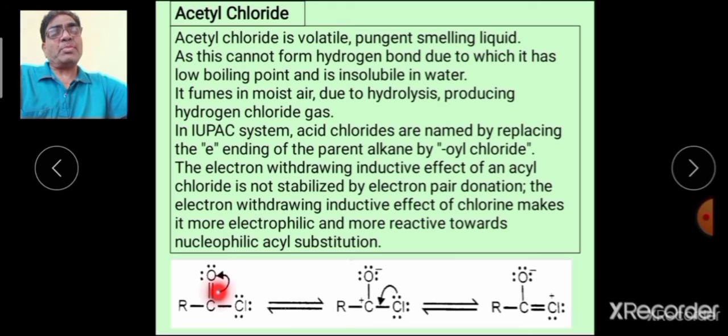This is a pi bond, electrons are shifted and therefore oxygen gets a negative charge, and as this carbon is a carbocation, electrons are again shifted onto the carbon. And thus the reactive compound is obtained.